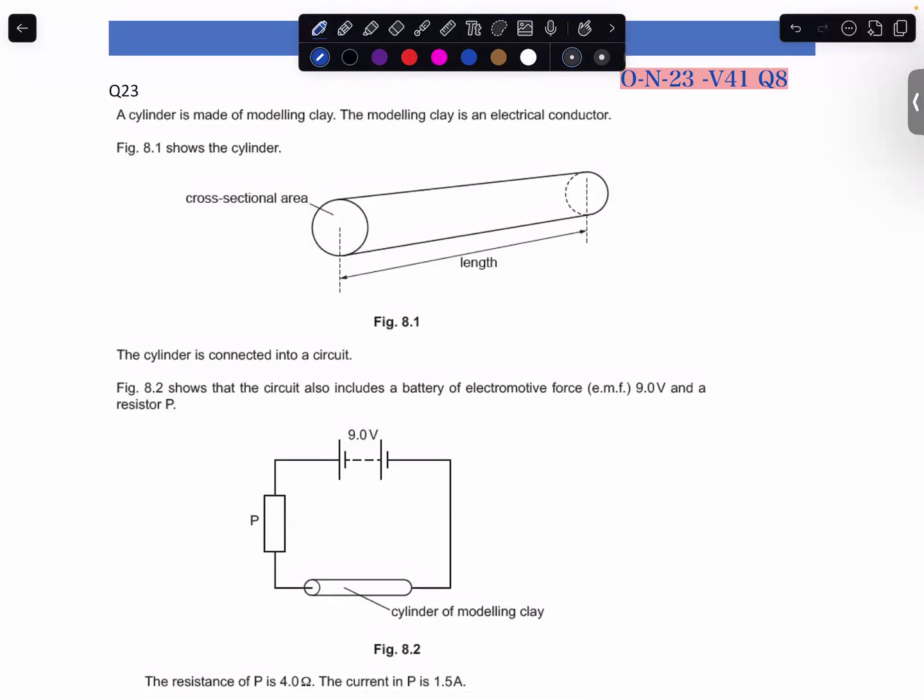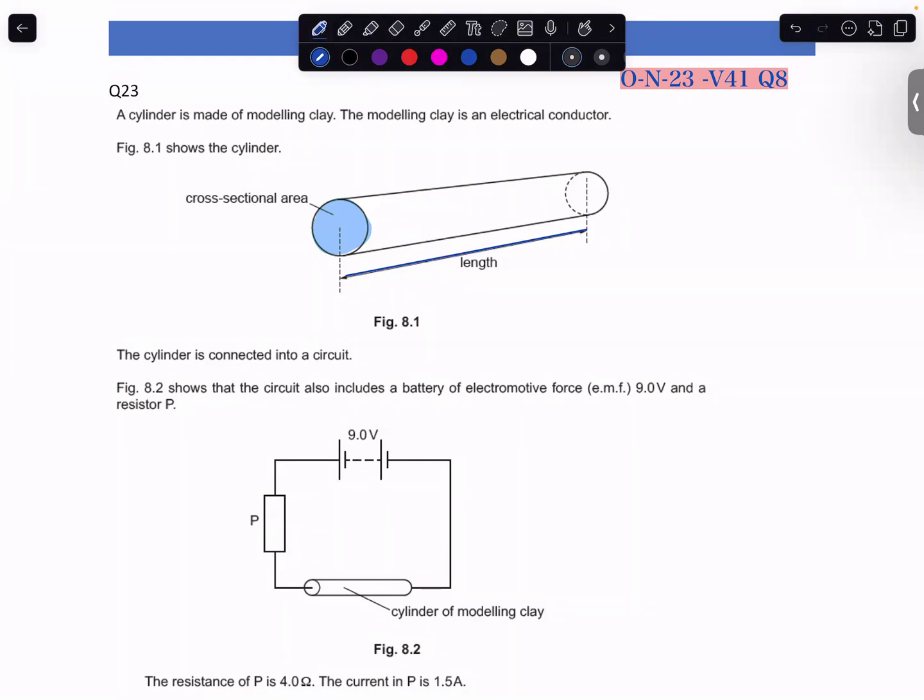A cylinder is made of modeling clay. The modeling clay is an electrical conductor. Figure 8.1 shows a cylinder. This is the cross-sectional area of the cylinder, and this is the length given. The cylinder is connected in a circuit.